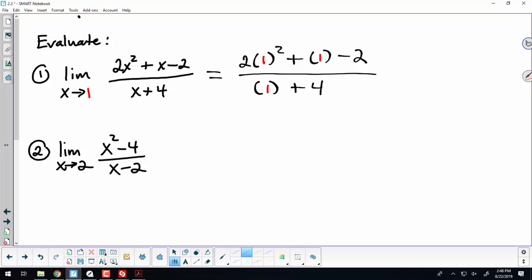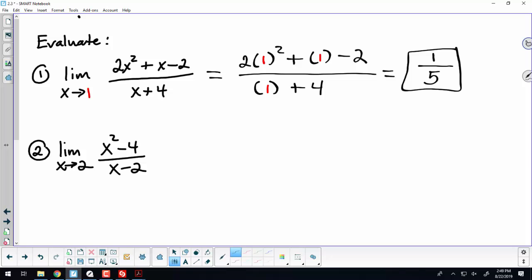Well, clearly we're not going to divide by 0, so we can just evaluate this. So what do we get? 1/5. So that's it. That's your limit. Easy enough? Could we possibly factor the top one and cancel out? Yeah, you could try to factor that, but since it worked, I wouldn't try to factor it.